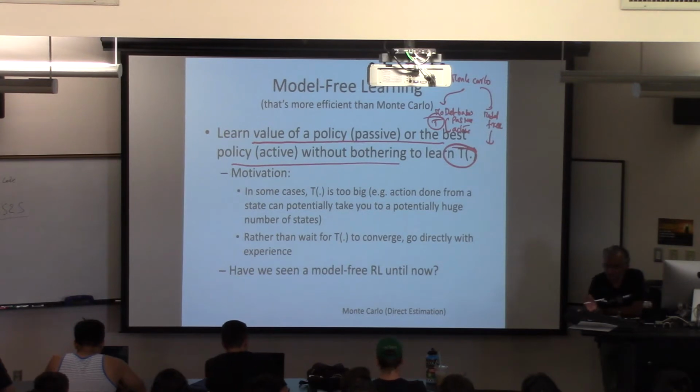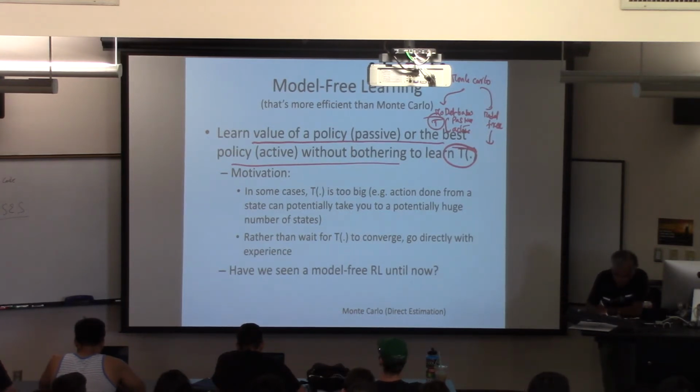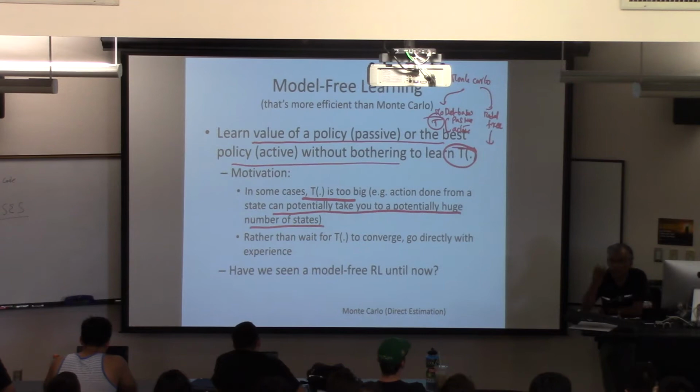Model 3 is most reasonable when in fact learning T is too costly. It's unreasonable if in fact learning T is easy, but you are too lazy to learn it. Okay? But it doesn't matter. You can use the algorithm either which way. And then the right motivation is that in some cases T is too big. The action done from a state can potentially take you to a huge number of states. Sometimes the space of actions is infinite.